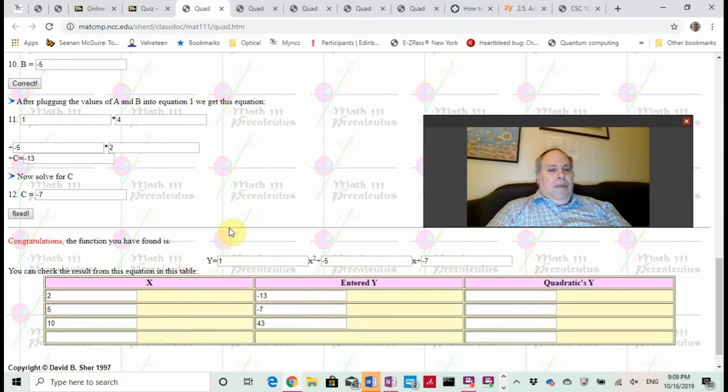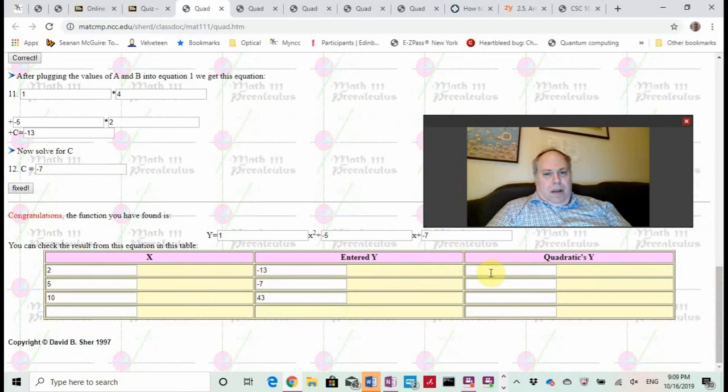Now it does a little more for me. Or it should. Why didn't it do that? Okay, so let's click on that again. There. Now it says it's correct. So it fills it in. Sometimes you have to click on it twice. So it says for x is 2, what I entered is minus 13, and what this thing calculates is minus 13. When x is 5, I was supposed to get minus 7. What it calculates is minus 7.